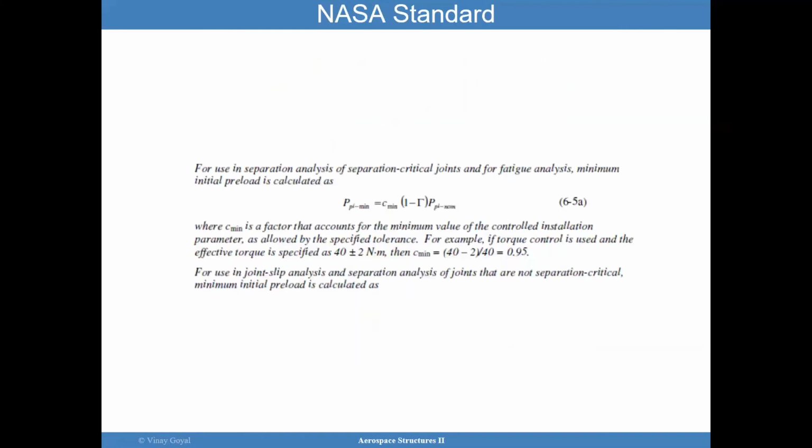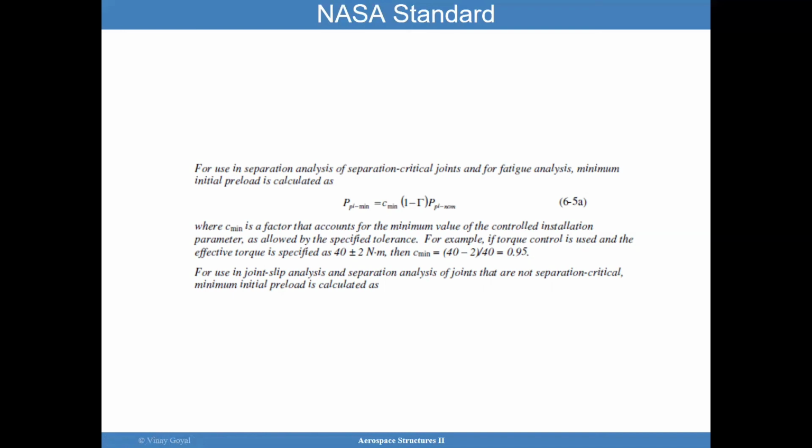For separation analysis of separation critical joints and for fatigue analysis, the minimum initial preload should be considered. And again, Cmin here is a factor that accounts for the minimum value of control installation. For example, if the torque control is used, then effective torque could be 40 plus minus 2, then C minimum here becomes 40 minus 2 divided by 40, or 0.95. So that becomes a coefficient to this formula for minimum preload.